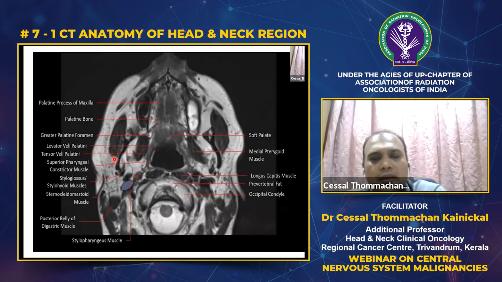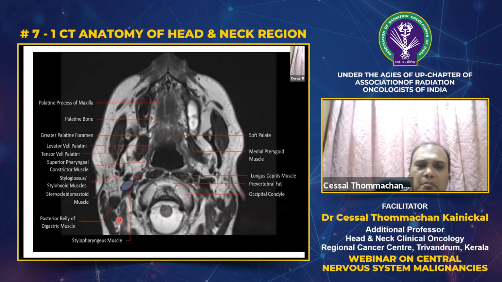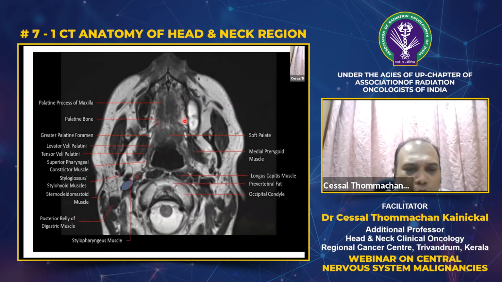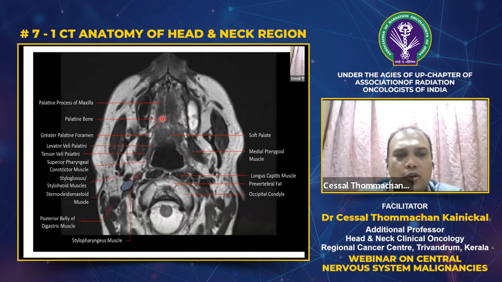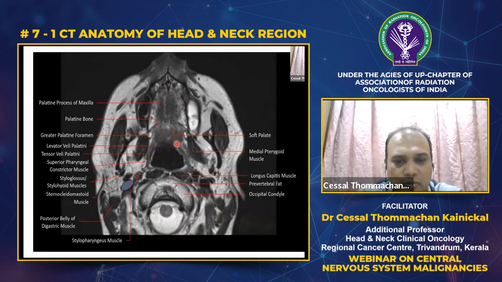So how will it look on MR? On MR, this is the hard palate. The hard palate is formed by two bones: the horizontal process of the palatine bone, and also the palatine process of the maxilla. So this is the hard palate. And behind the hard palate, you have the soft palate.